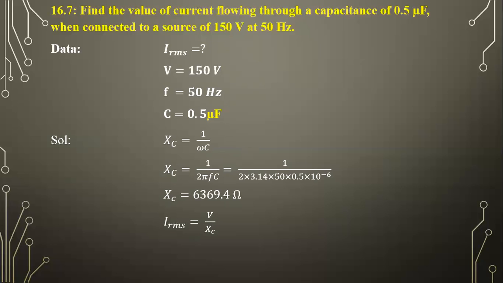IRMS is equal to V over XC, where V is 150 volts and XC is 6369.4. So current becomes 0.024 ampere. So this is the value of current passing through that capacitive circuit, 0.024 ampere.